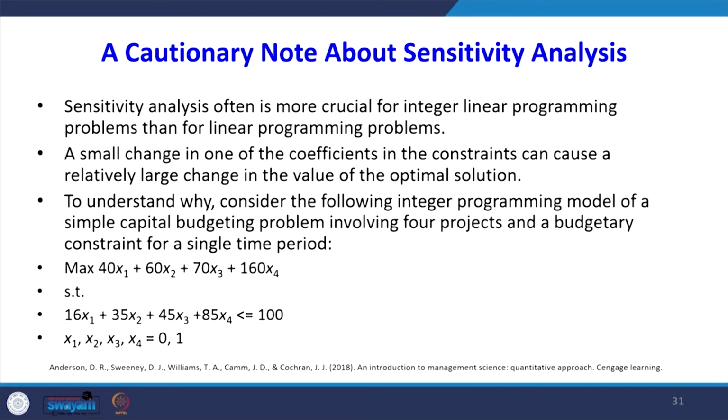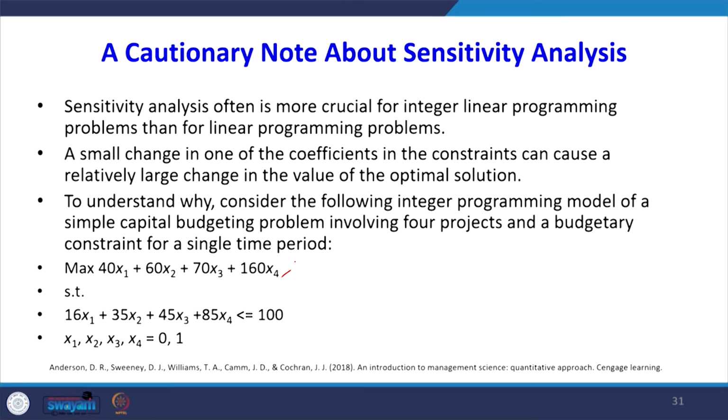Another important point in integer programming is sensitivity analysis. Sensitivity analysis is often more crucial for an integer linear programming problem than for a linear programming problem. A small change in one of the coefficients in the constraint can cause a relatively large change in the value of the optimal solution. So there won't be any proportional change. To understand why, consider the following integer programming model of a simple capital budgeting problem involving 4 projects and a budgetary constraint for a single time period.